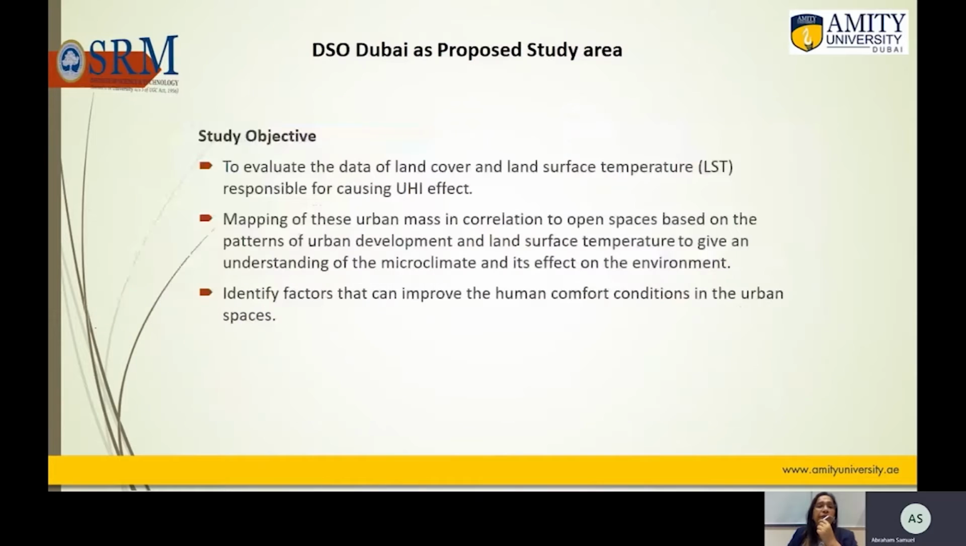For this, I would like to tell you what the study objective was and what methodology we adopted. The study objective of that neighborhood area was to evaluate the data of land cover and land surface temperature responsible for causing the urban heat island effect. Now, when we talk about the land cover and the land surface, all of us know that when we make the master plans of an area, we make a land use land cover, LULC, plan.